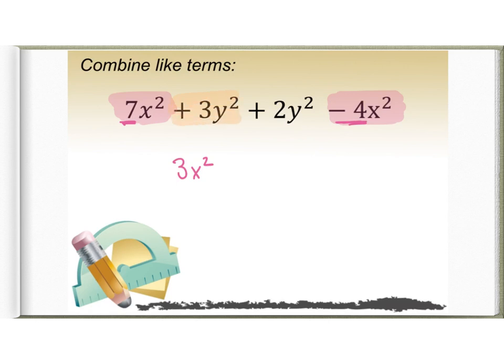Next, we have this plus 3y squared. Do we have any terms that we can combine with this? 2y squared. So we add our coefficients together, so when we combine these two, what are we going to have? 5y squared. Plus 5y squared. Awesome.